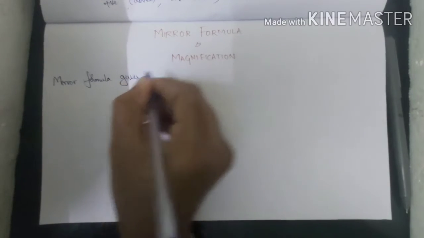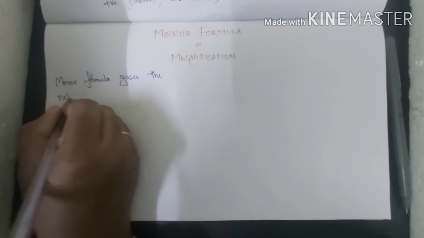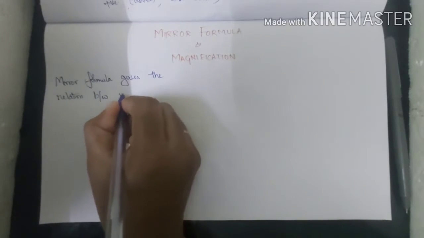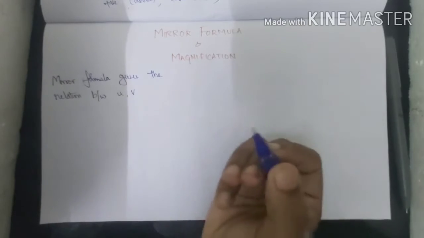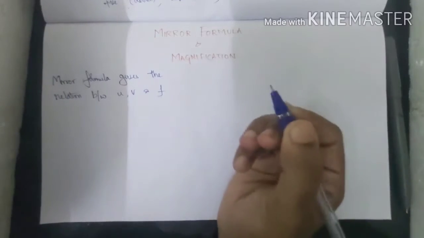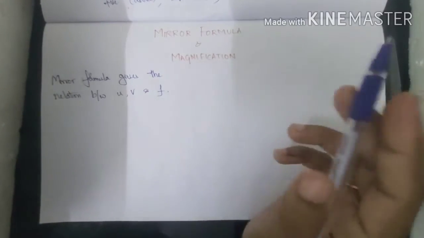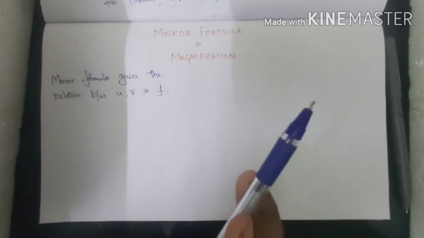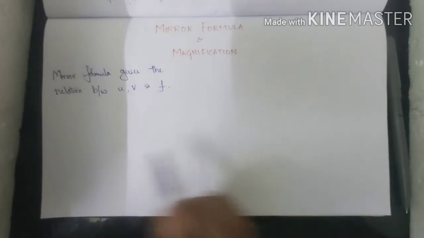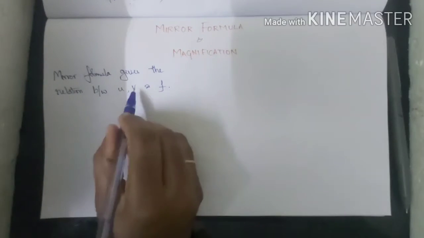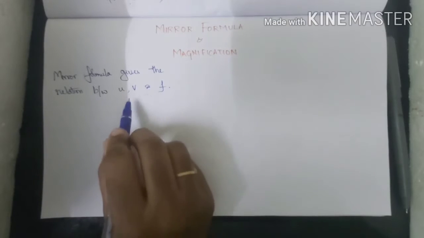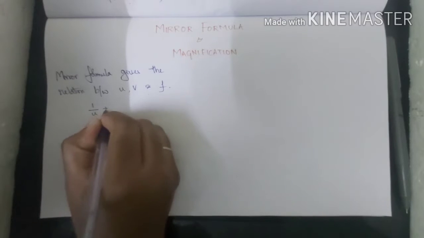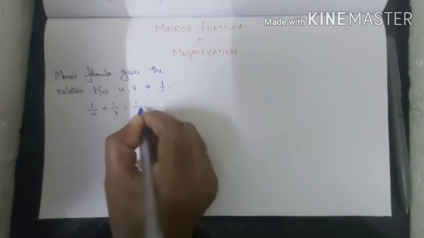So here mirror formula gives the relation between object distance, image distance and focal length of the mirror. To know what is image distance, object distance and focal length, just go through my previous videos from the light chapter. Okay, for now I'm just writing it off. These three terms are related with each other as reciprocals. 1 by u plus 1 by v is equals to 1 by f.